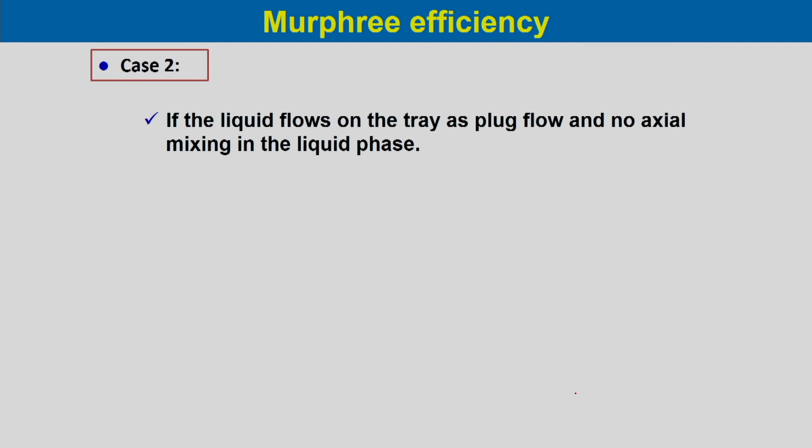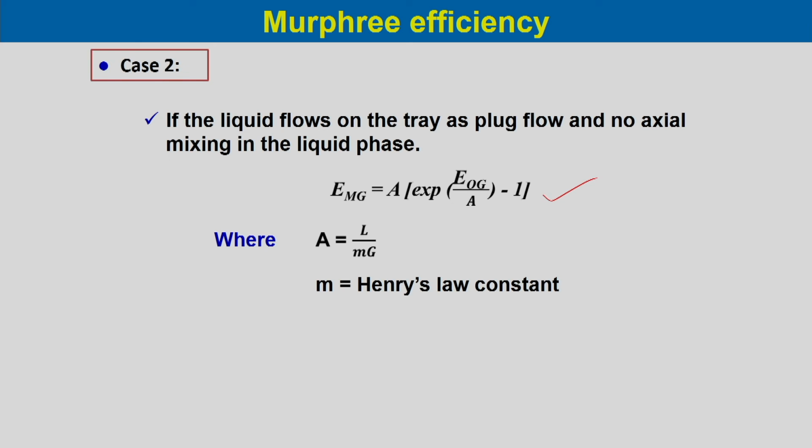Now, for case 2, if the liquid flows on the tray as plug flow with no axial mixing in the liquid phase, in this case EMG would be equal to A into (exponential of EOG by A minus 1), where A is L by mG, the absorption factor, m is the Henry's law constant, and L is the liquid flow rate and G is the gas flow rate.